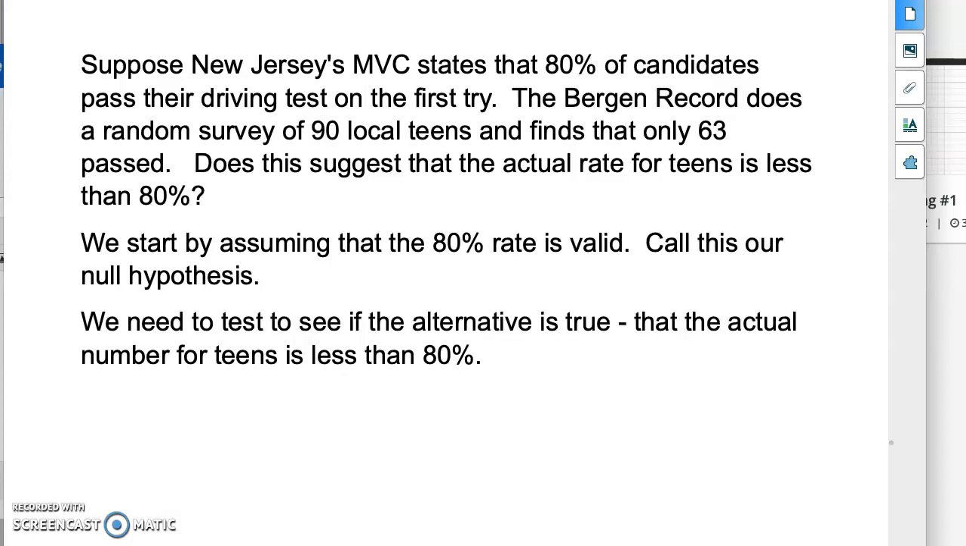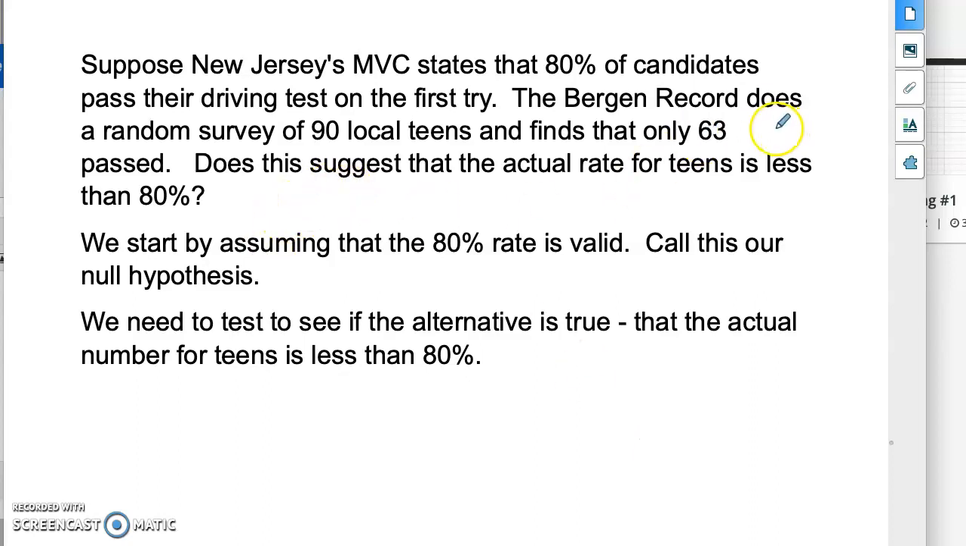All right, here's another example. Suppose that New Jersey's motor vehicle department says 80% of candidates who come take a driving test pass on the first try. How many of you passed on your first try? The Bergen Record, our newspaper, does a random sample of 90 local teens and finds that 63 have passed. So 63 out of 90, 63 divided by 90, is 70%.